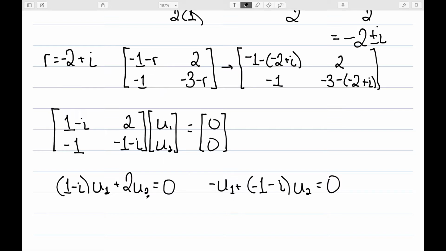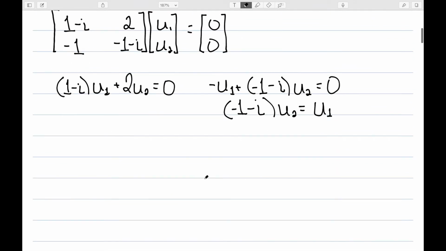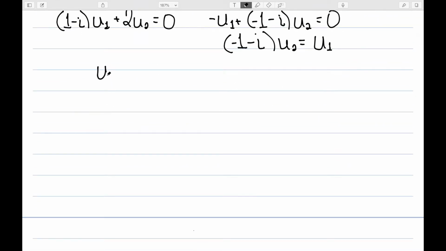So I need to solve one of these for u1. And instead of dividing by imaginary numbers, I'm just going to default to the second one. In this case, I can add u1 to both sides. And I get this: (-1 minus i) u2 equal to u1. So when I try to find my vector u, I'm going to pick a number for u2, like 1. So u1 would be (-1 minus i) times u2, or -1 minus i.